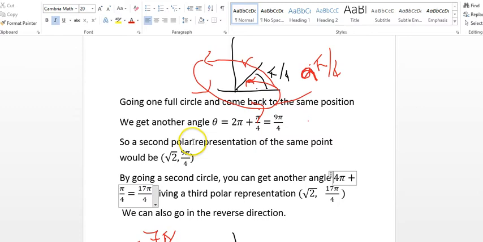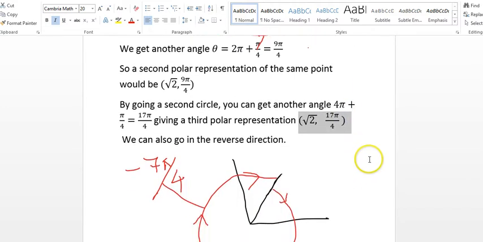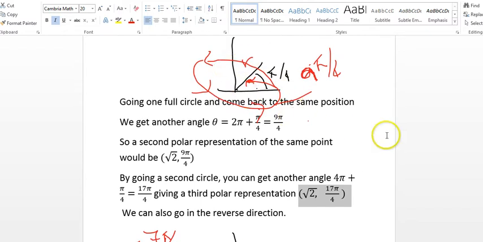So we can have different angles. For 9 pi over 4, we get another representation: r is still square root 2, but the angle is now 9 pi over 4, which you got after going one circle. If you go 2 circles, we get 17 pi over 4 with the same r, and with 17 pi over 4 we get a third representation for polar coordinates. Now these are the angles in the positive direction.